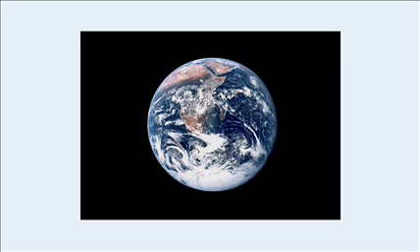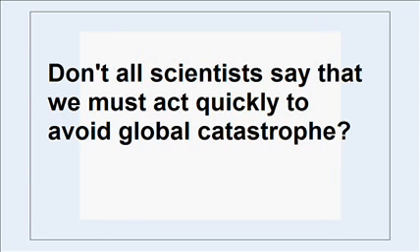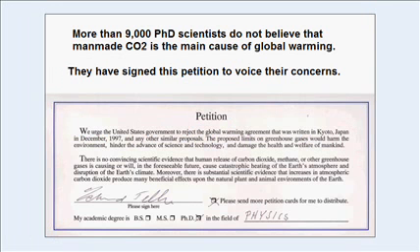This begs the question, what is the scientific consensus on global warming? In other words, do all scientists agree that we must take drastic action to prevent global catastrophe? Well, actually, no, there is no scientific consensus. Many scientists believe that drastic action is necessary, but many scientists do not believe that drastic action is necessary. They don't believe action is necessary because CO2 is not the main cause of global warming.